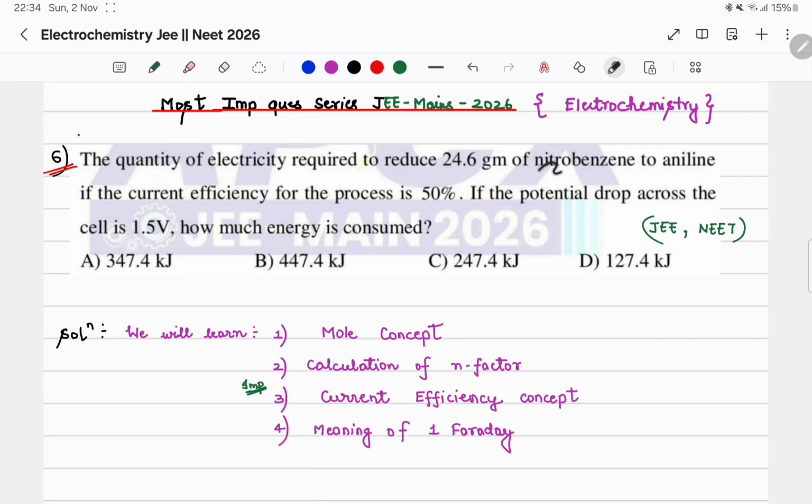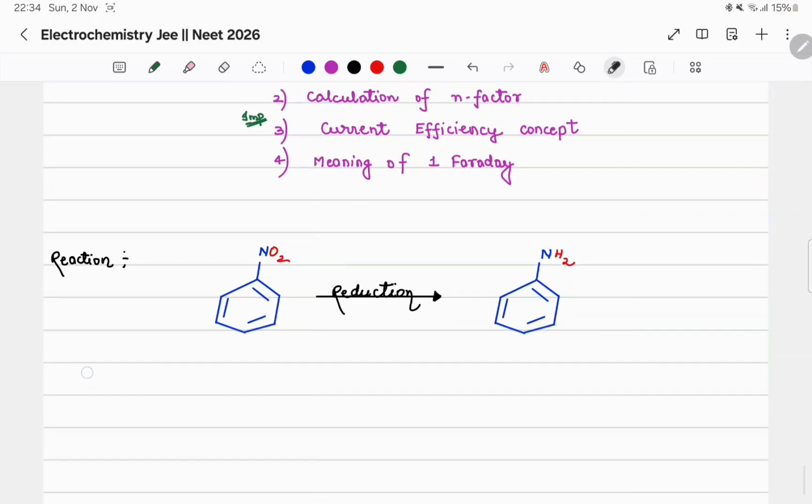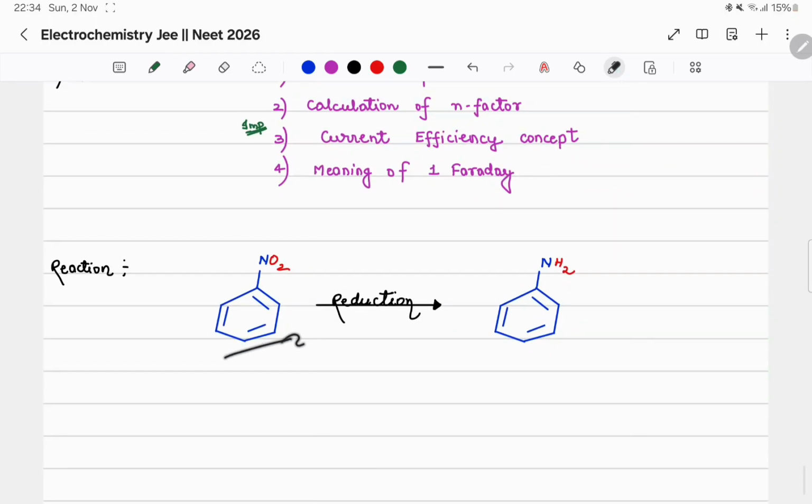If you see, they are telling that nitrobenzene is going to convert into aniline. So let's write the reaction. To save time, I have already written nitrobenzene. This is nitrobenzene. Reduction has been done and it's going to give you aniline. First we have to calculate the n factor. So let's see how to calculate the n factor for this reaction.